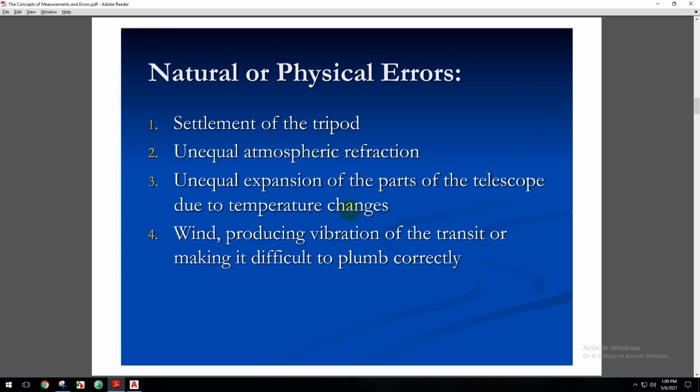Number 4, wind producing vibrations of the transit or making it difficult to plumb correctly. So kung hanginon kaayo, naay chance nga ma-move gyud imong tripod or imong rod with the prism. Dili nimo matunong ang imong point kay hangin man. Dili siya as in super level, di ba? So kana ang mga errors. Ang source ani is natural or physical errors, kay wala man tay control ana. Si Mama Earth ang may hinungdan ana.